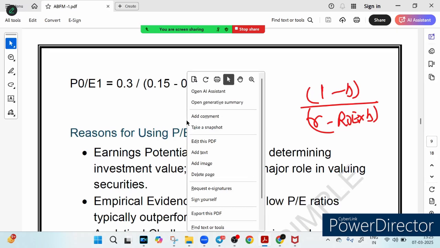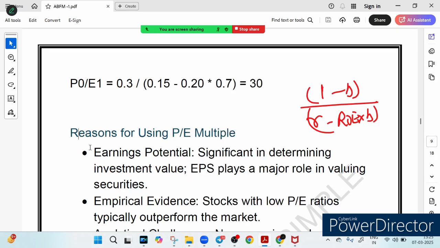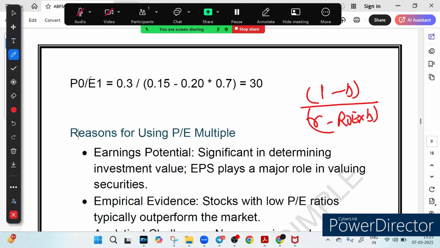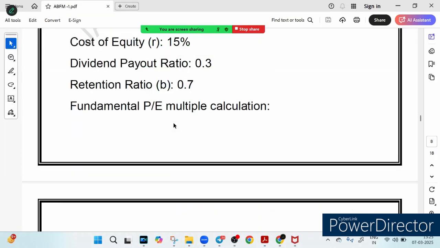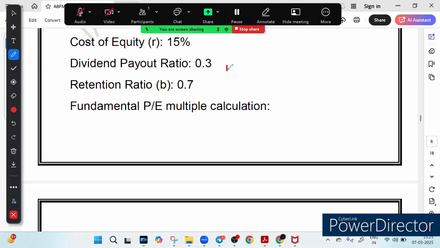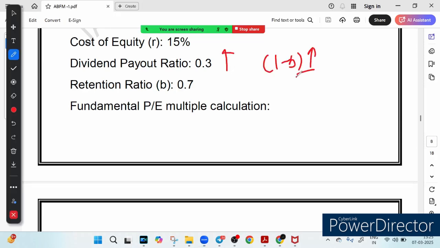So what does this mean? It means that if a company pays more dividend, which means the dividend payout ratio will increase, so 1 minus B will increase. So its PE ratio will be higher, right? Because the company is paying more dividend. It simply means that for 1 rupee of company earning, how much investors are willing to pay, that is called PE. Since the dividend payout ratio is more, investors are willing to pay more, right?